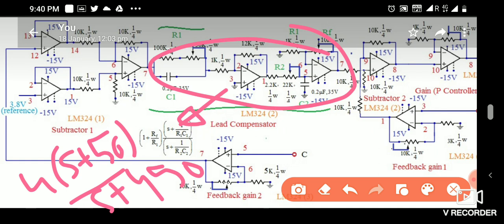In a similar way, S plus 1 by R1 C1, there we have the pole, so 1 by R1 C1 equals 50. Then you will have to choose the values of resistance and capacitance R1 C1 such that it comes as 50.